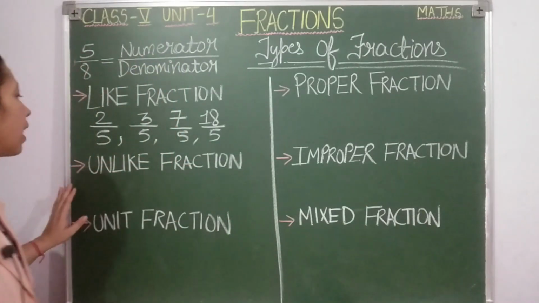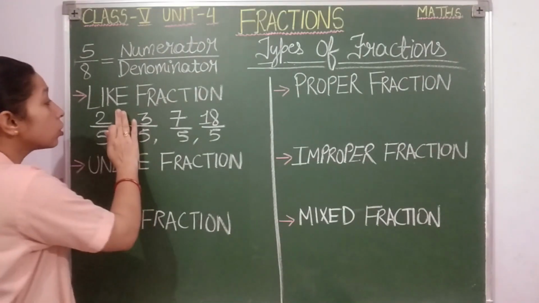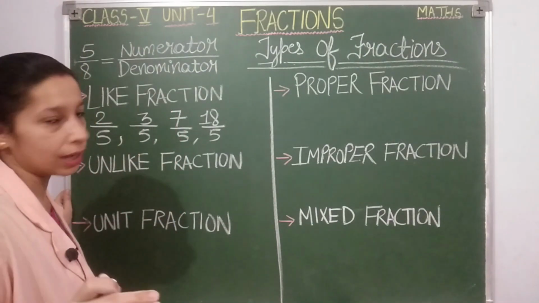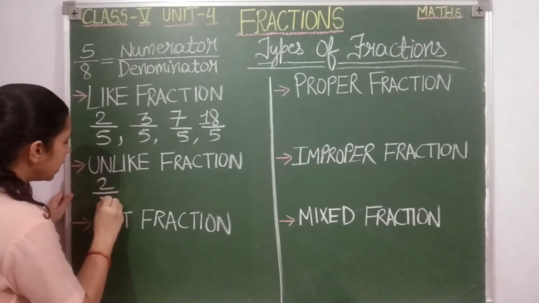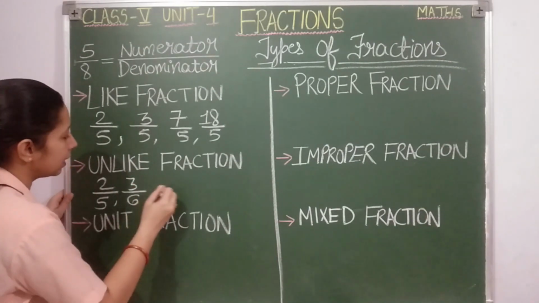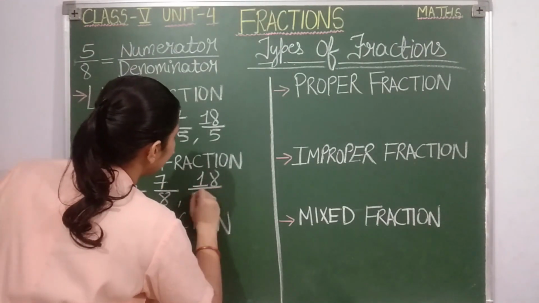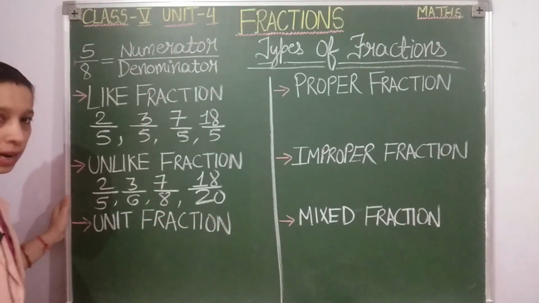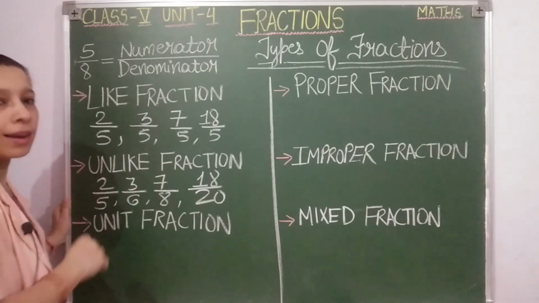Okay students, now let us see our next topic, which is unlike fraction. Unlike fraction is just the opposite of like fraction, students. So what will be its opposite? Means here the denominators will be different. Suppose first is 2 by 5, then next is 3 by 6, then next is 7 by 8, then next is 18 by 20. So here now you can observe that for every fraction the denominators are different. So the fractions with different denominators come under unlike fractions.